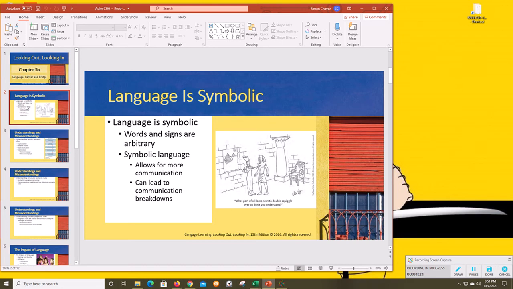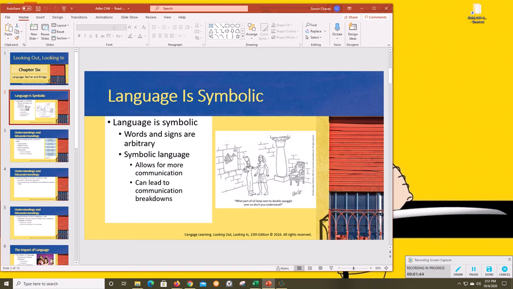A long time ago, when they were coming up with words in English for things, they said we will call that a table, and people agreed in society, so therefore it's called a table. There is no connection between the object and the word. It has just been assigned. Okay? So remember, symbolic language allows for communication or it can lead to breakdowns.